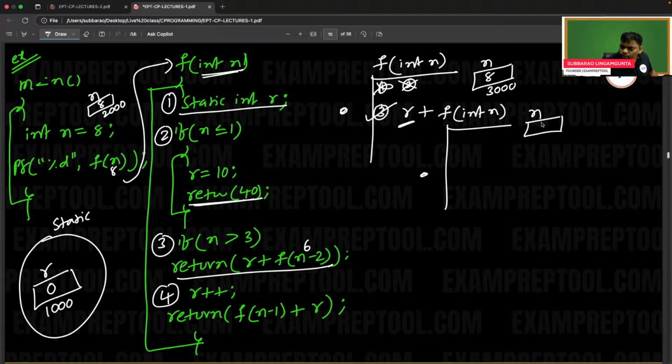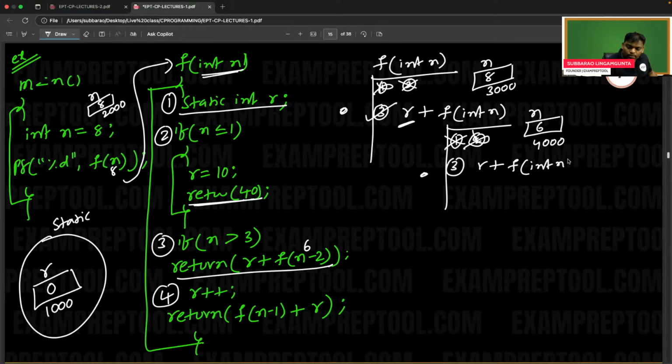N value 6. Address 4000. Now see the first one. First, skip it. Second, n value is now 6. 6 is less than or equal to 1, fail. Now see the third one. N value 6. 6 is greater than 3. Condition true. Same story. R plus f of n minus 2. N is now 6. 6 minus 2, 4.